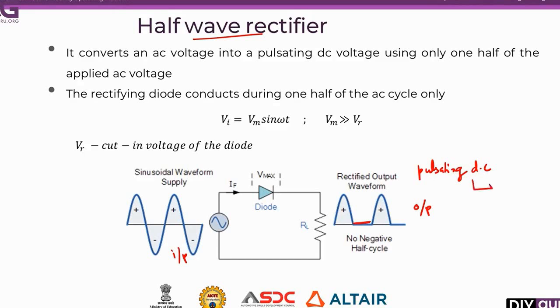This pulsating DC can be changed into a perfect DC with the help of a filter. This is called a filter. We have different types of filters called inductive filter, capacitive filter and many more. With the help of this filter circuit, we can convert this pulsating DC into a perfect DC output.